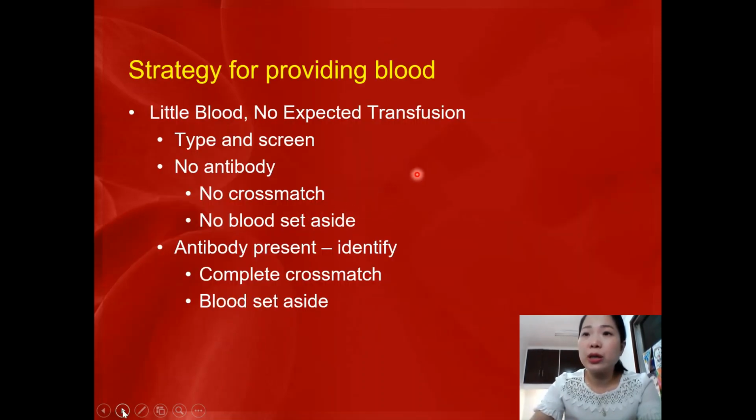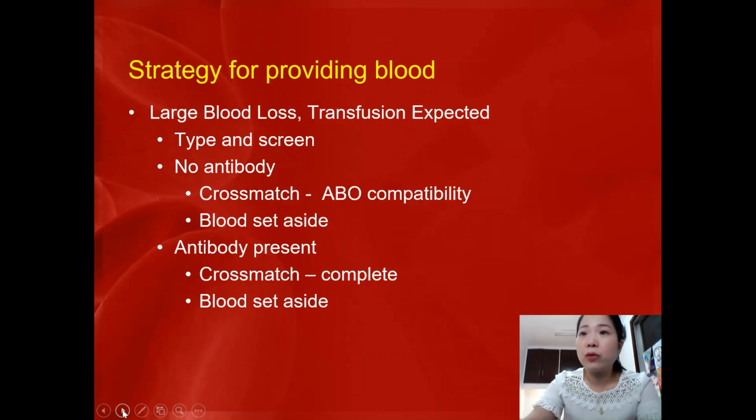Now, during surgery, if the anticipated procedure is expected to have little blood loss, then there's no expected transfusion. However, of course, for a major surgery where a larger blood loss is expected, then you have to prepare blood for them. You should have at least cross-matched blood ready for transfusion already.